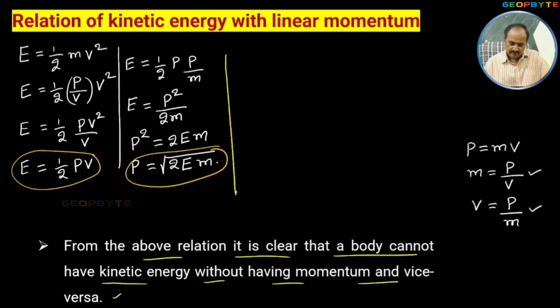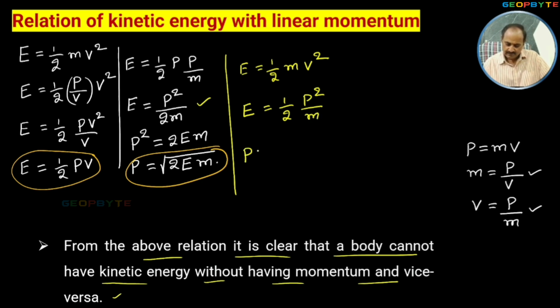Anyhow, we got the important relations: kinetic energy equal to half into m into v square. This is one relation. One more relation: kinetic energy equal to half into p square by m. Similarly, the linear momentum equal to root under 2 into E into m. These are the important relations. Having this introduction, you can construct different graphs.